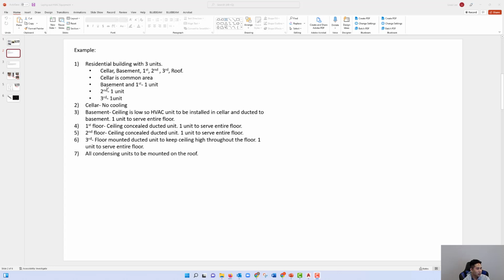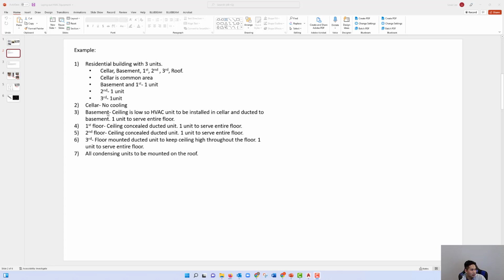And one unit will occupy 2 floors, so it'll be a duplex occupying the basement and first floor. One unit will occupy the second floor, and one unit will occupy the 3rd floor. The cellar in this case will receive no cooling, because the owner wishes to save on cost, and the cellar is not occupied by people, so they don't want to install a cooling system for the cellar. But we still need to provide some type of heating for the cellar in order to prevent pipes from freezing and bursting. So that will be the condition for the cellar.